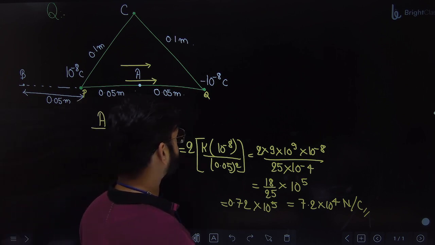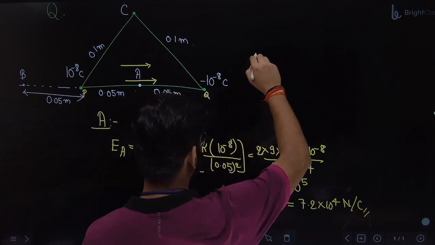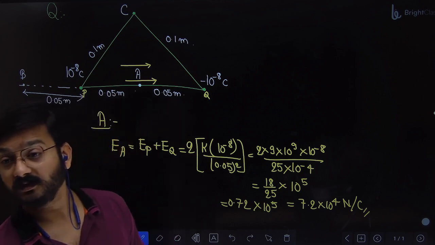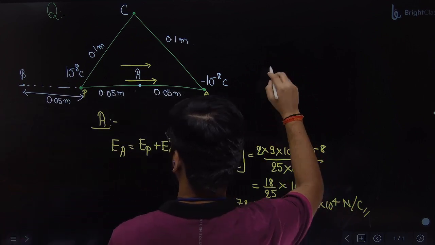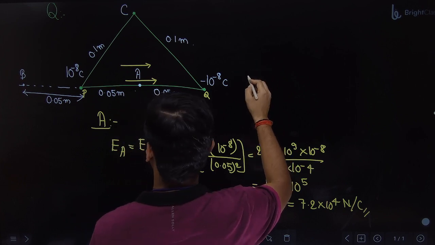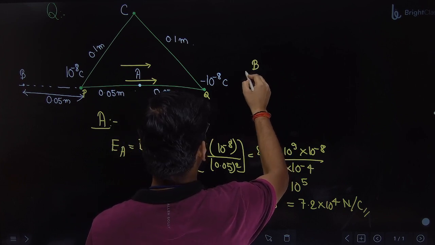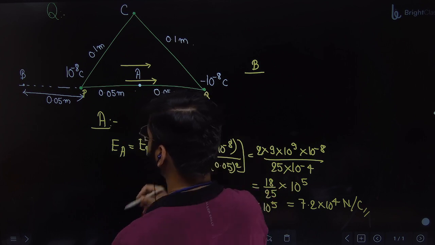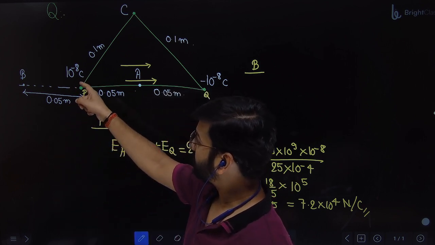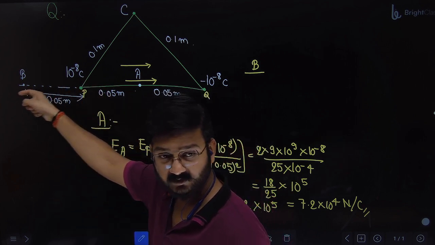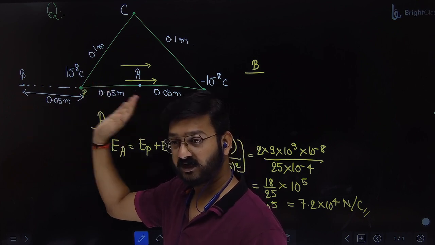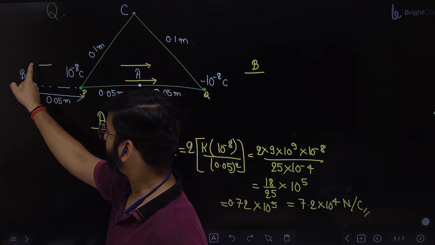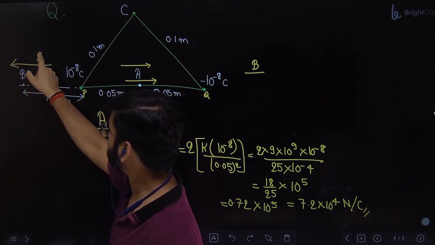Any answer for B? 9 into 10 to the power 3. Okay, let's check whether it is correct or not. So at B, what will be the direction of the electric field due to this positive charge? Away. Because of a positive charge, field lines always move away. So field lines will be away. This is because of EP.